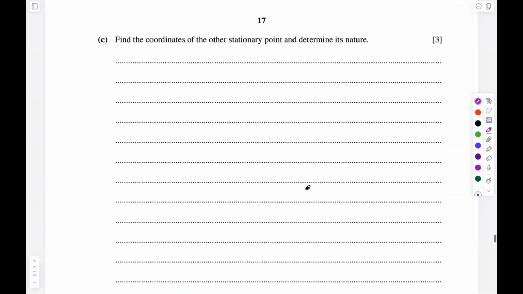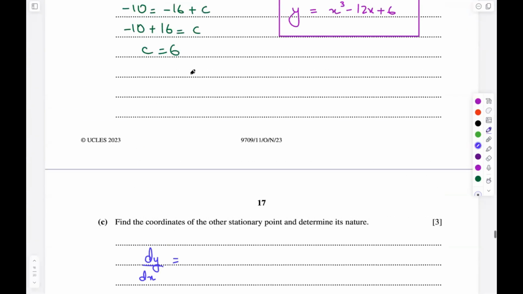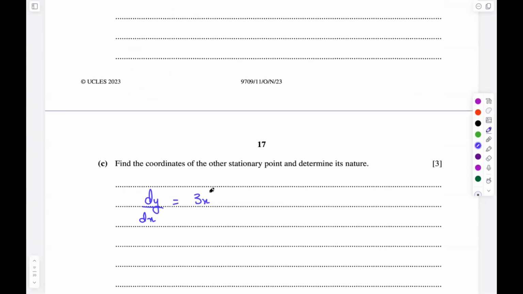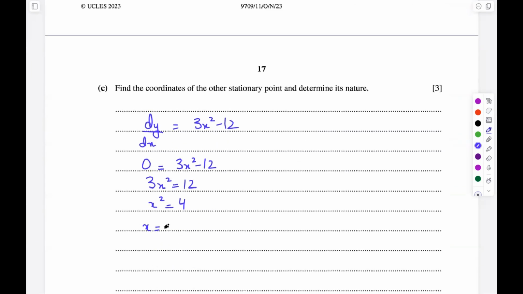In part C, it says find the coordinates of the other stationary point and determine its nature. Now we know that dy/dx was given by the expression 3x squared minus 12. For the stationary point, dy/dx is 0. Solving this equation, we'll get 3x squared is equal to 12, or x squared is equal to 4. Taking the square root of 4, that will become plus or minus 2.